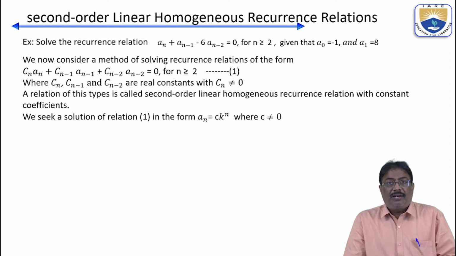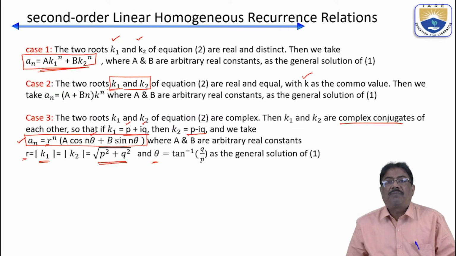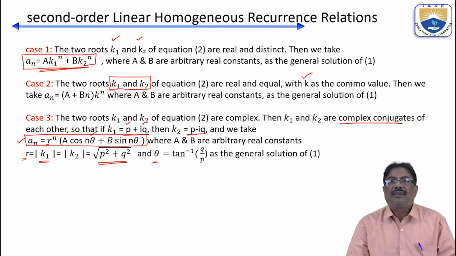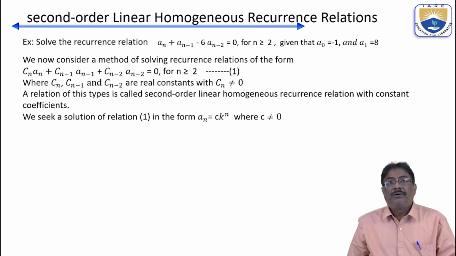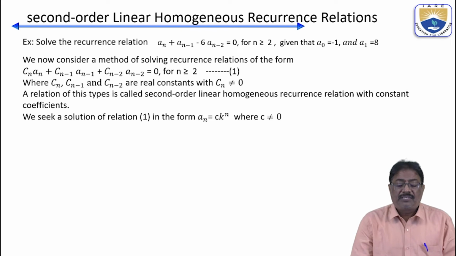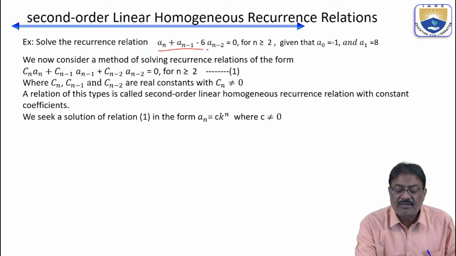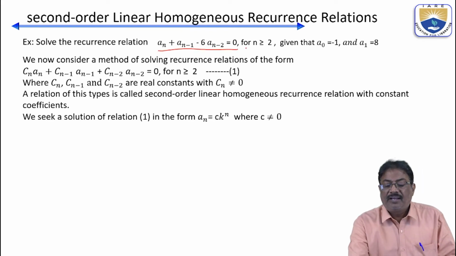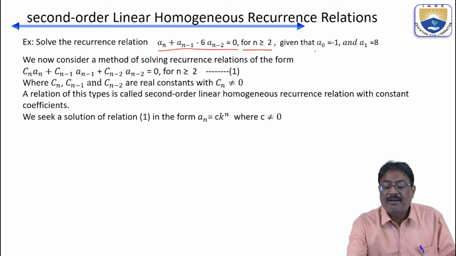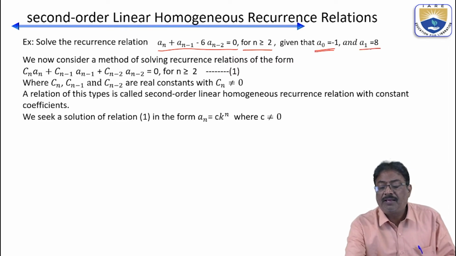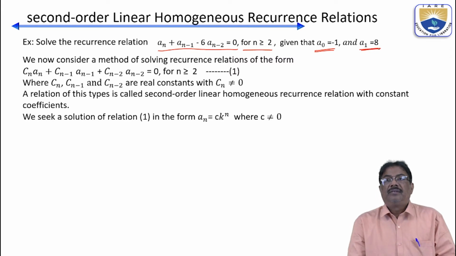Now we are going to solve some problems related to the second order homogeneous recurrence relation. See here, a recurrence relation is given like this, for n greater than or equal to 2, and the conditions a0 and a1 are given. Now we are going to find the solution for this one.